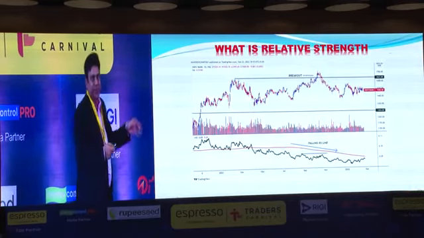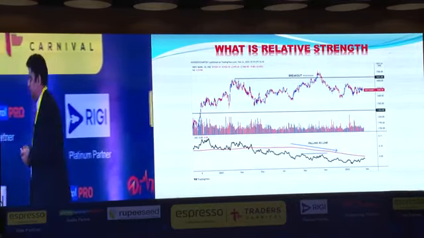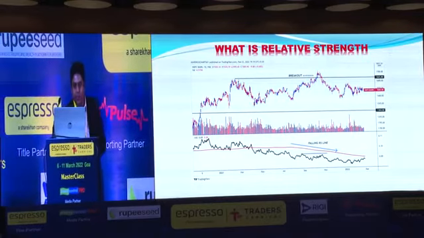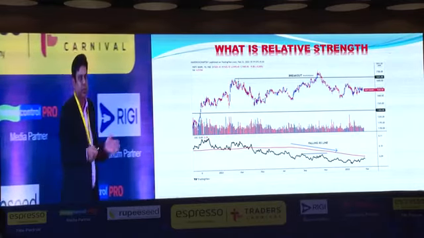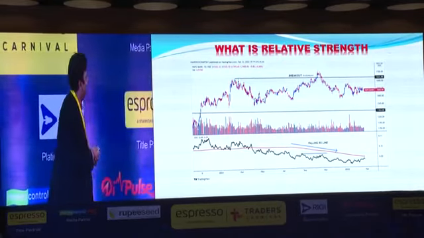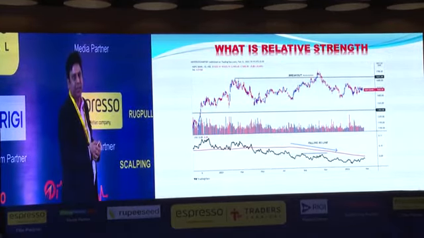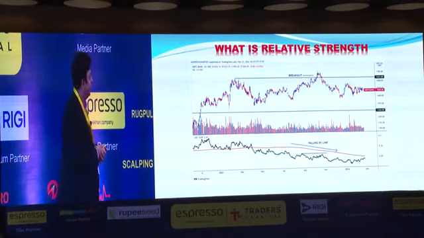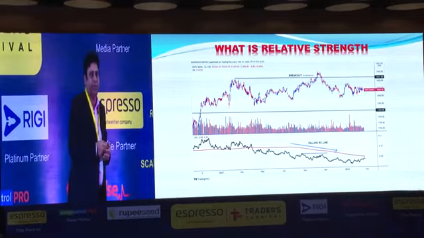HDFC Bank, very recent chart. Above this level of around 1640, there was a breakout in HDFC Bank a few weeks back. But at the time of the breakout, you can clearly see that my RS line is falling. The stock is underperforming the market. It is below the 200-day SMA line, which has been plotted on the RS line. And even the last swing high on the RS line was not taken out at the time of the breakout.